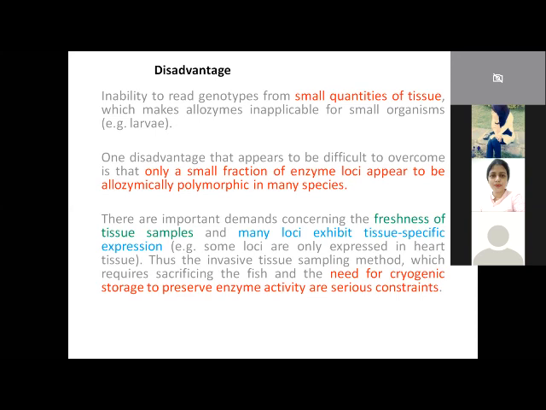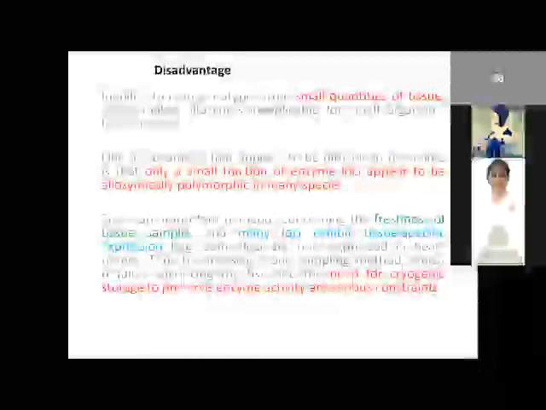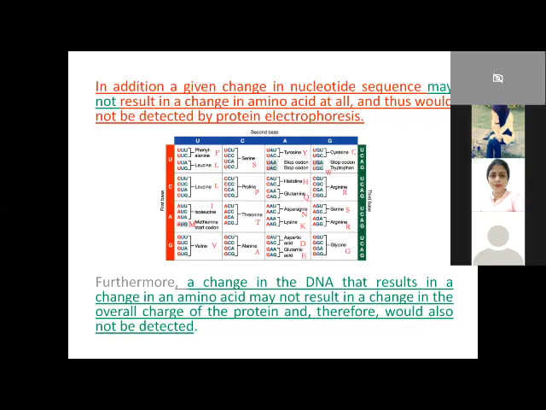Otherwise, you have to maintain the freshness of the tissue sample, so you need cryogenic storage. Means you have to preserve the sample at ultra low temperature, minus 186 degree or minus 196 degree. You have to preserve your sample in liquid nitrogen, so that it preserves the enzyme activity, and then you can analyze. So preserving your sample in the cryoprotectant is one of the hindrances or disadvantages or serious constraints of this technique. Okay, so these are some of the disadvantages of allozyme markers or the protein markers that can be used for stock or population studies.